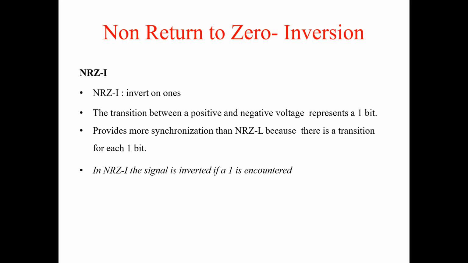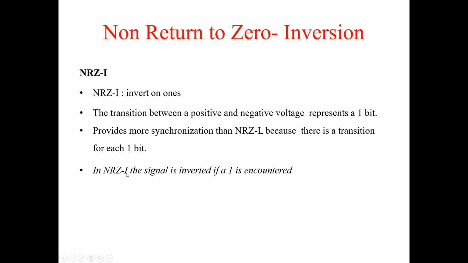Inverting means what? The reversal state. Reversing something is what we call inversion. So the transition between a positive and negative voltage represents a 1 bit. It provides more synchronization than NRZ because there is a transition for each 1 bit.